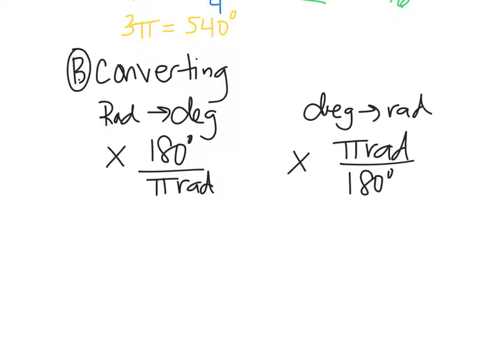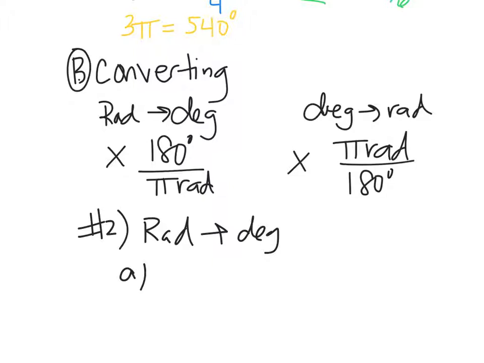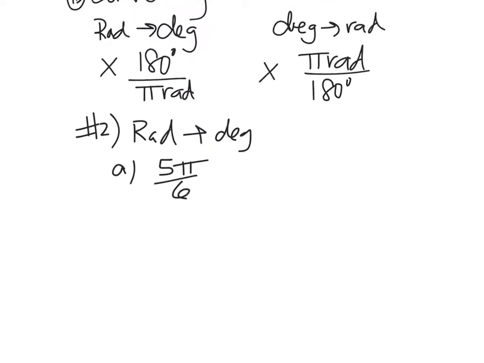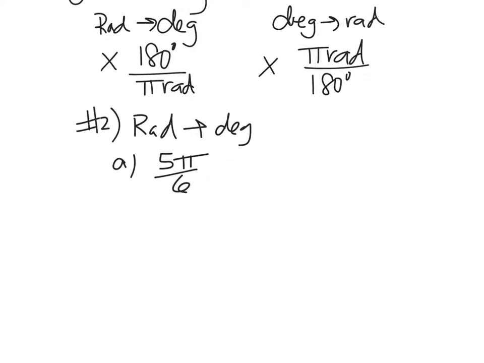Okay, so let's do some. Here we go. Number 2. Convert. We'll do radians to degrees first. That angle that we just did, 5 pi over 6, how many degrees was that angle? Well, we know it's less than 180. It's between 90 and 180, right? So let's use our conversion factor here. We're going to multiply by 180 degrees over pi radians.